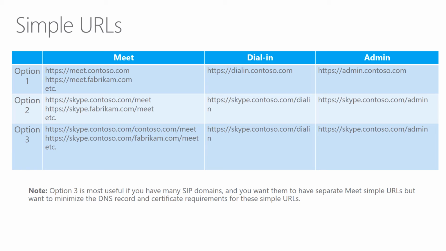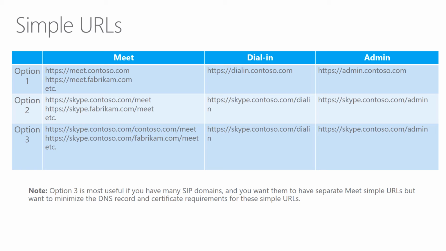Shown on the screen, we list those as option 1, option 2, and option 3. It's worth noting that all options support multiple subdomains, but there are advantages and disadvantages to each approach, and we'll discuss those in a moment. First, let's take a look at option 1. As you can see, it supports multiple subdomains. In our example, these subdomains are contorso.com and fabricam.com.